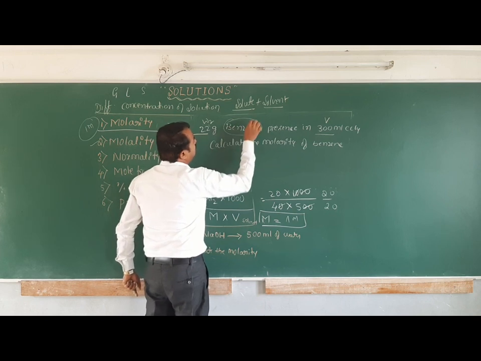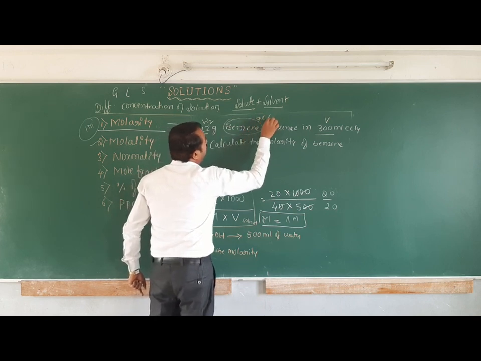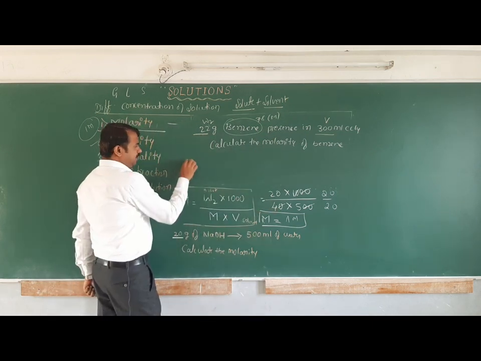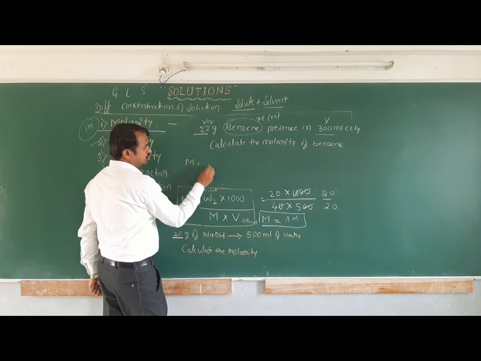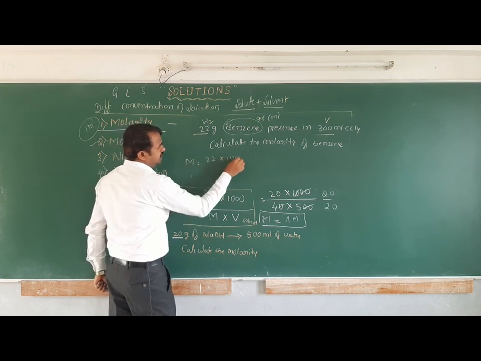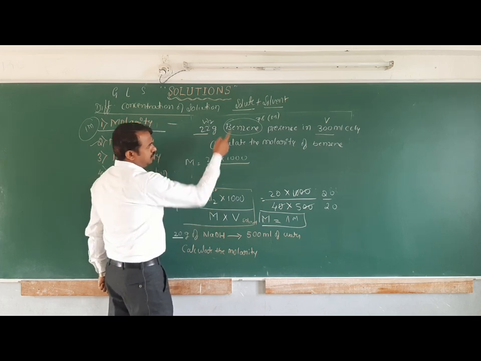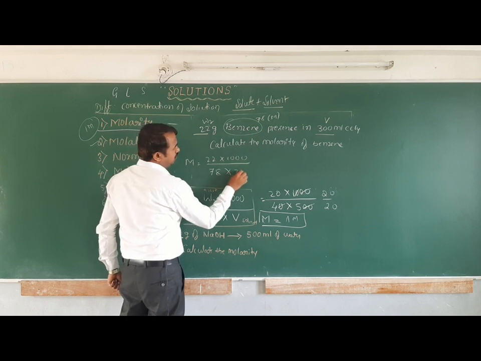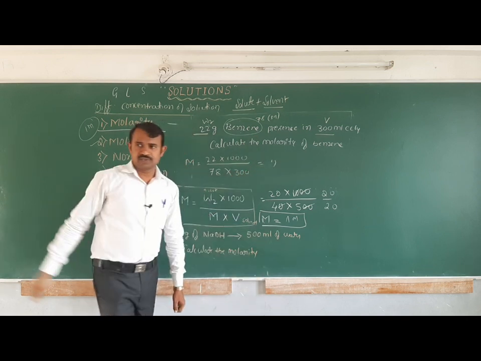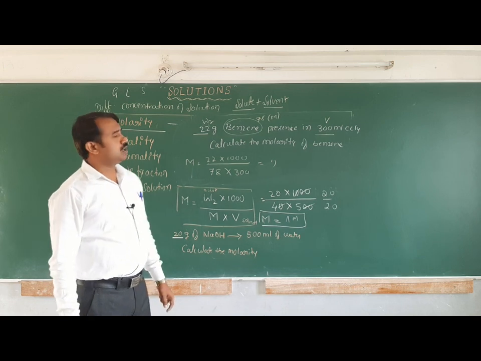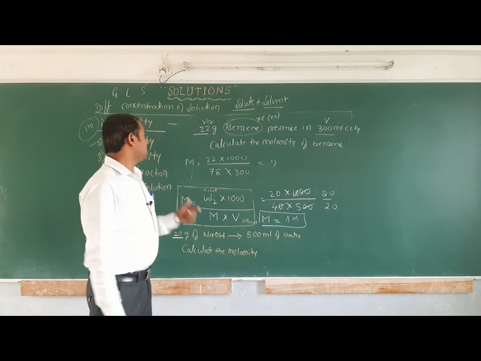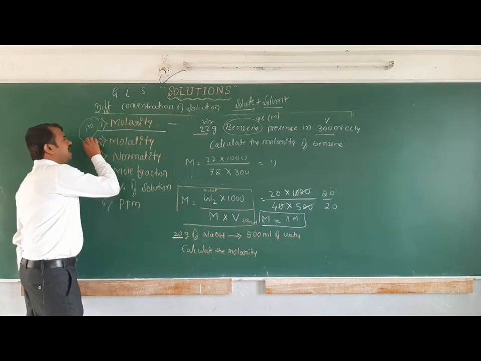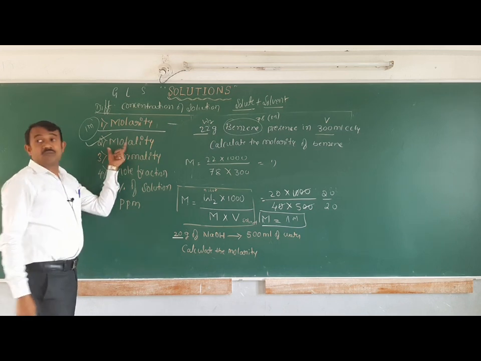What is the molecular weight of benzene? Calculate the molarity. M equals, what is the solute? Solute is 22 gram into 1000 divided by the molecular weight of benzene, 78, times the volume of the solution. We can get the value. This is the molarity concept. Okay, calculate the molarity.